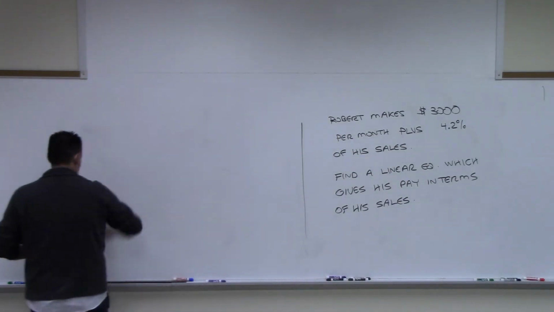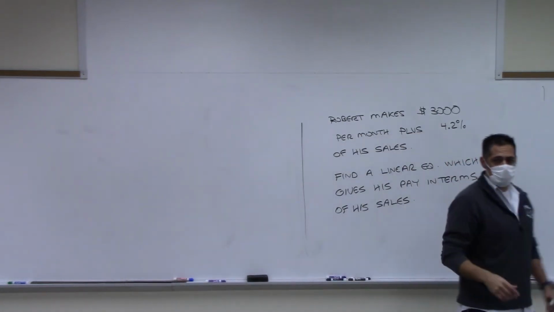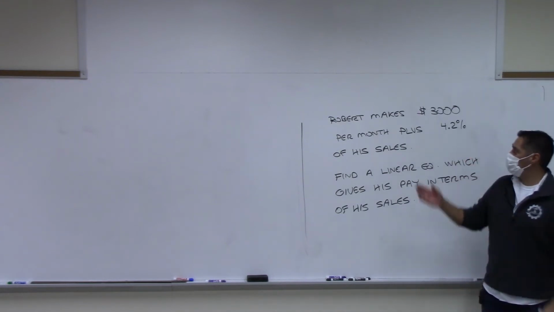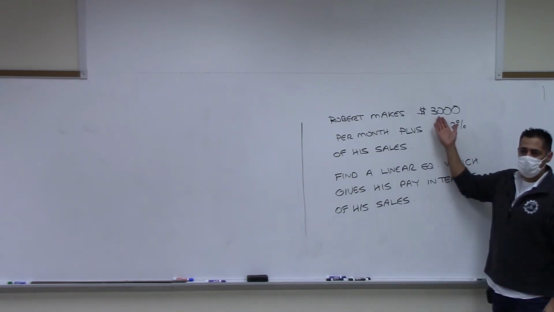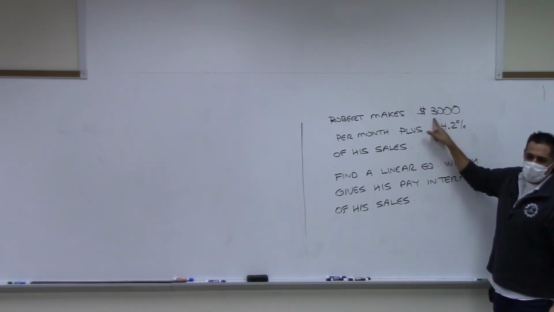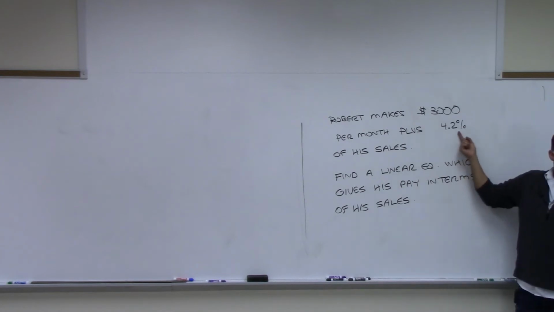Okay, so I'm sitting there. I get paid $3,000 per month just to go to the dealership, stand there, and wait for people to come in and buy cars, right? If I don't sell any cars, I'm going to make $3,000, right? And then they'll eventually fire me for not selling cars. But for now, I'll make $3,000. And then if I sell anything, I'm going to get 4.2% of what I sell, right? So if I sell nothing, I get nothing from this.